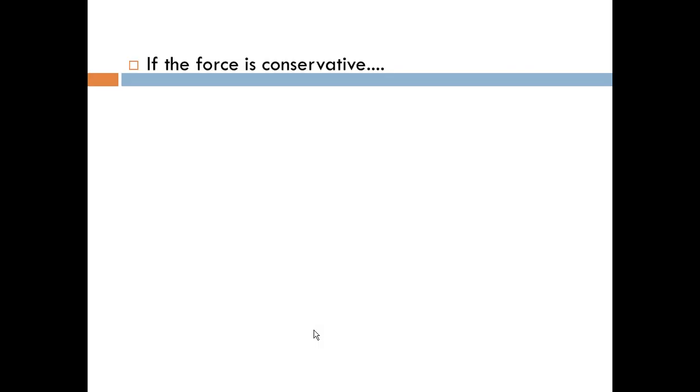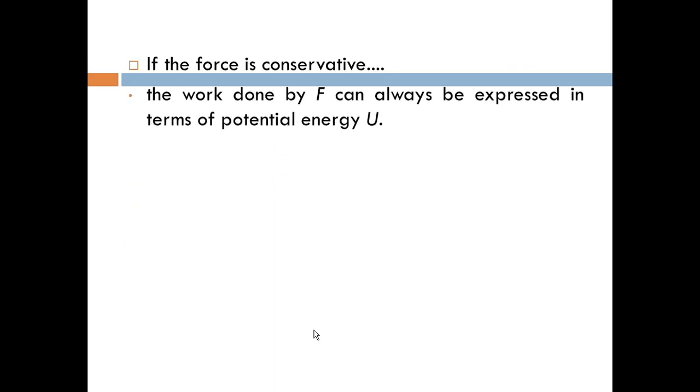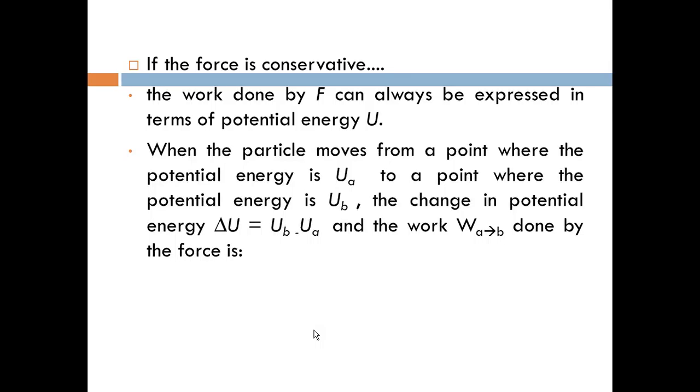Okay, so if the force is a conservative force, the work done by F can always be expressed in terms of the potential energy U. When the particle moves from a point where the potential energy is U sub A to a point where the potential energy is U sub B, then the change in potential energy, represented by delta U, is U sub B minus U sub A, or the final potential energy minus the initial potential energy.